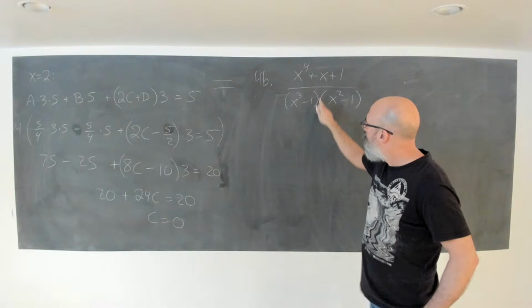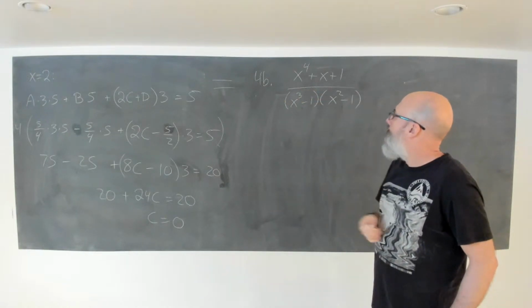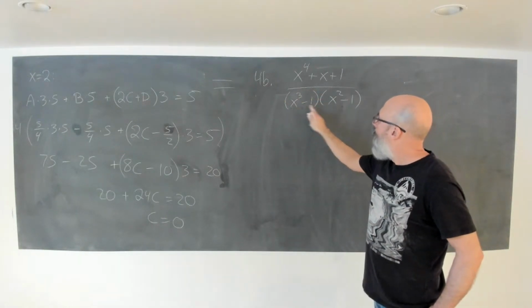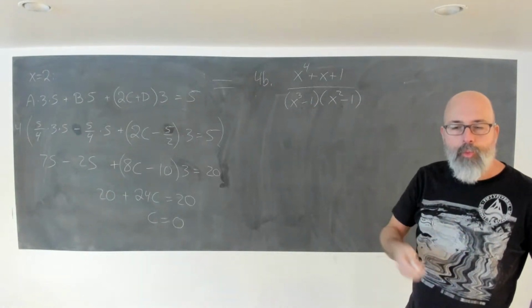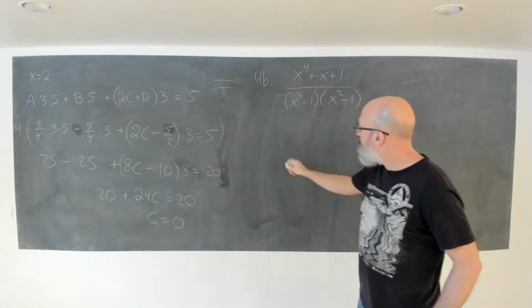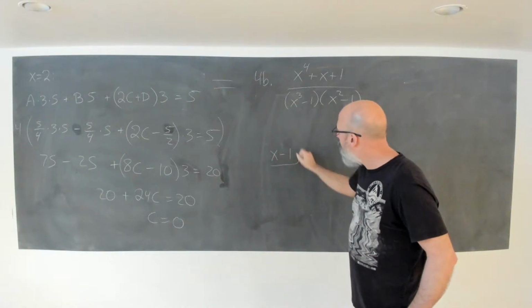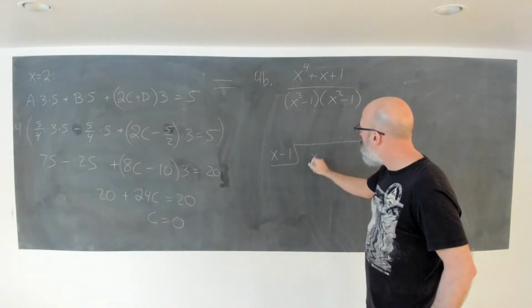How does this factor? I mean, who knows? But we do spot a root immediately. X equals 1 is a root of this. So x minus 1 must be a factor. So we can do some long division.